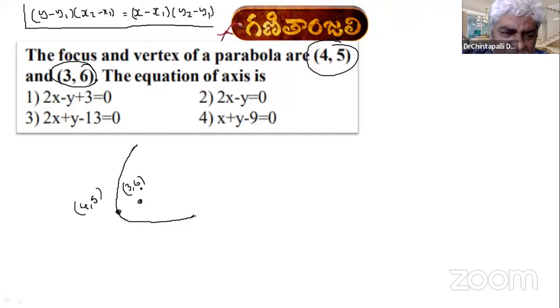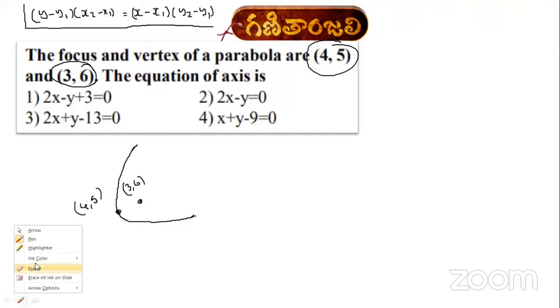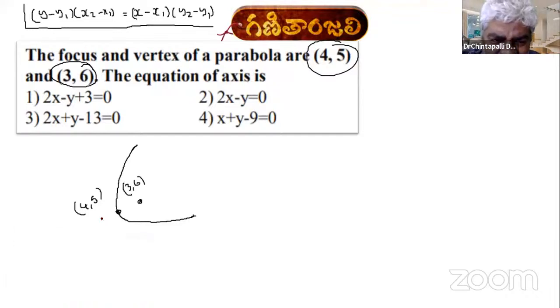What is asked in this question? The equation of the axis. It is called the axis. The axis is the line joining the focus and the vertex. So we want this equation, right?